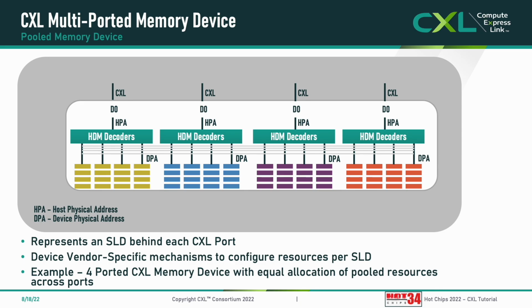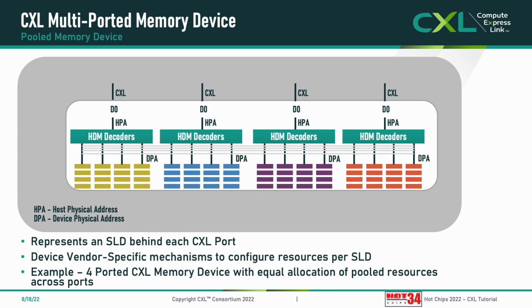All right, so this is showing an example of a multi-ported device. What we mean by a multi-ported device is that it has multiple CXL links. So for example, it could have 4 CXL links as shown in this example, and each CXL link could be a by 4, a by 8, or a by 16, depending on how much amount of bandwidth through each CXL link the device wants to support.